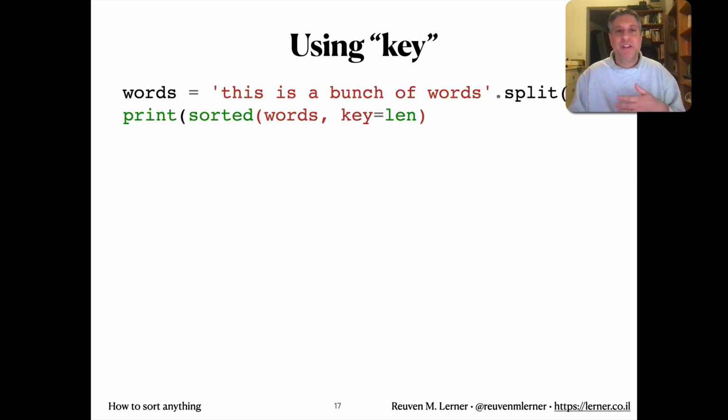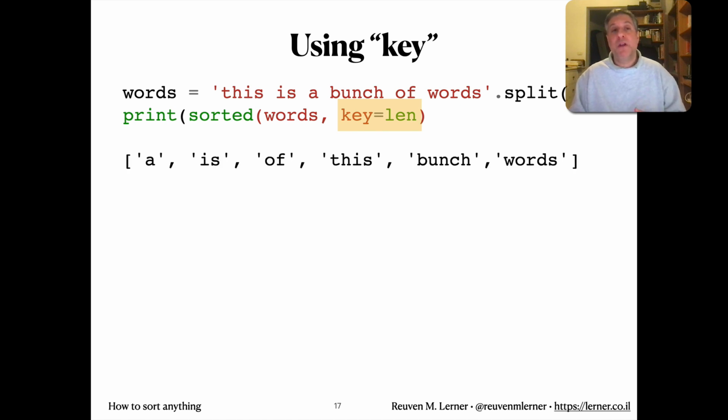Let's see how this works. So I'm going to say here words equals, this is a bunch of words. Okay, we're going to split it. Now we have a list of strings. And now I'm going to say print sorted of words, key equals len. This is the, so to speak, key thing. And what's going to happen now is TimSort is going to apply the len function to each word. It's going to get those lengths back and use the lengths to compare them rather than the words themselves. And sure enough, now we get them from smallest to biggest.